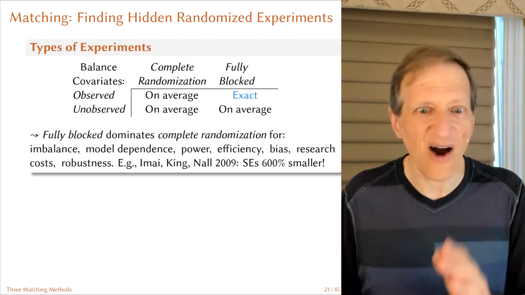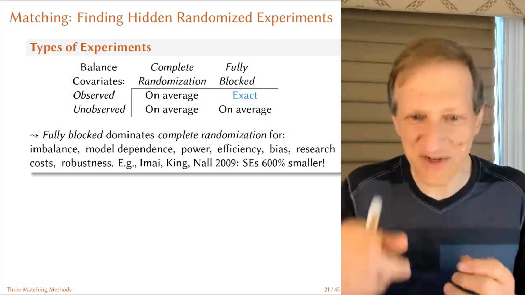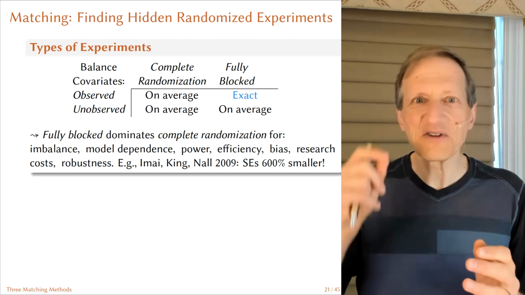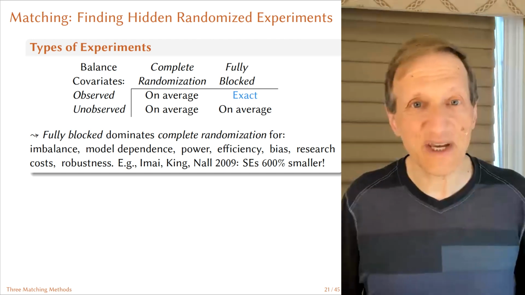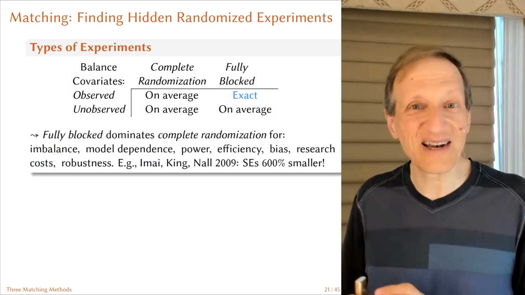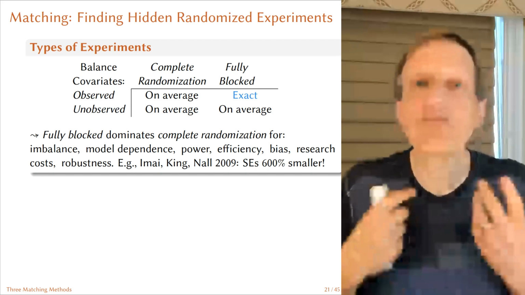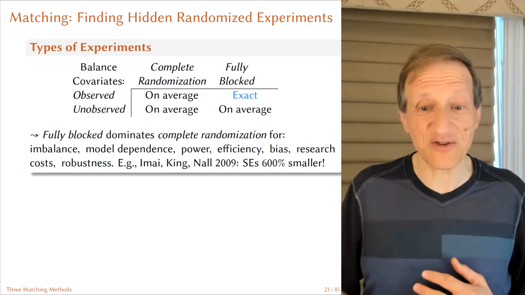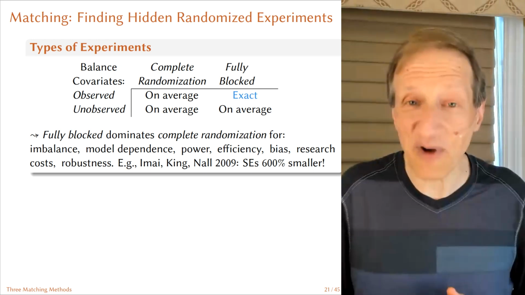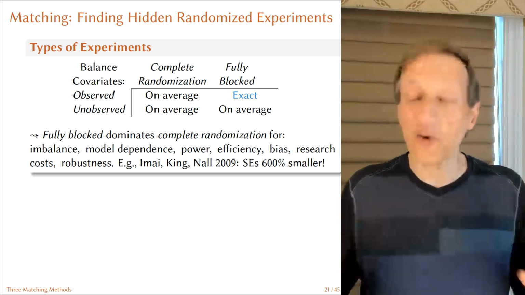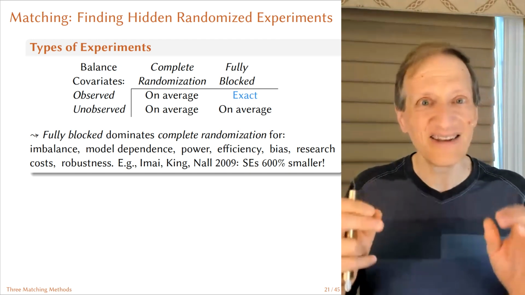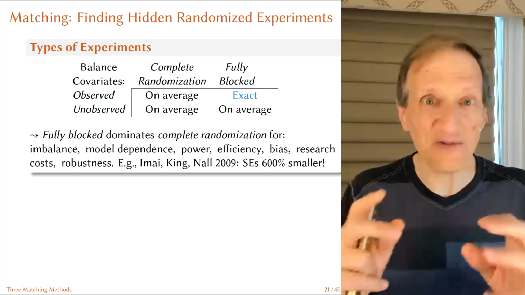Okay, so now let's go back to matching, because the whole point of this particular talk was to find an experiment hidden within an observational study, a beautiful experiment hidden within an observational study. Which experiment would we prefer to find inside an observational study? Well, a blocked experiment, a fully blocked experiment, rather than complete randomization. We will, of course, take what we can get, but we might as well look out for where the gems are.